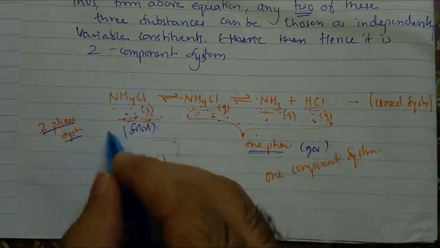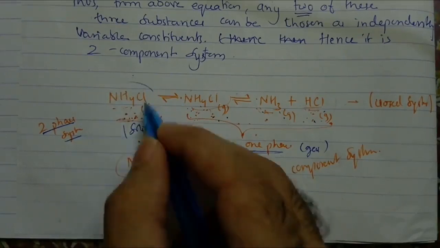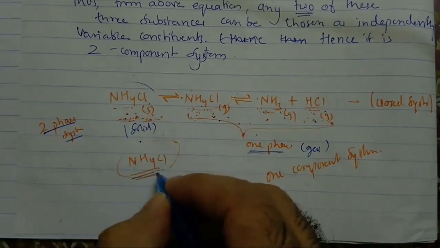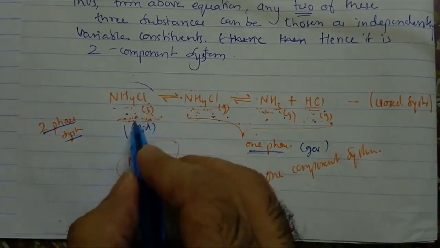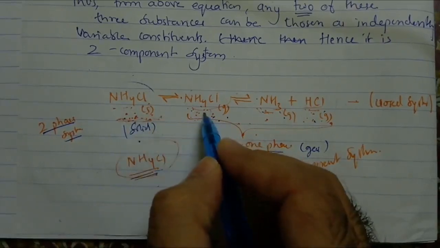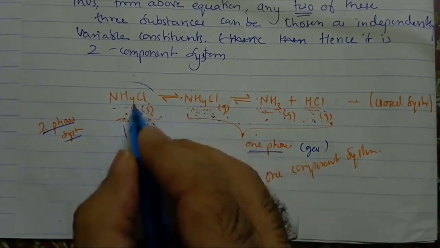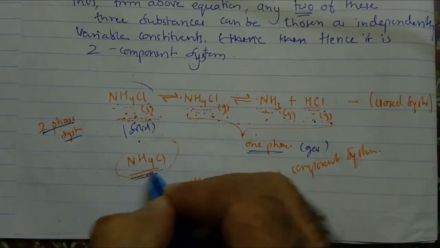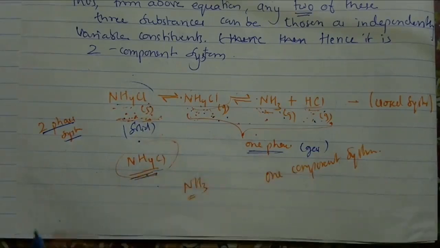Now suppose I want to express the composition of this phase, that is the solid phase. This can be expressed alone by NH4Cl. How? Because only NH4Cl is going into the gas phase, correct? So only NH4Cl can describe this phase alone. So only NH4Cl is required. That is why it's a one component system.